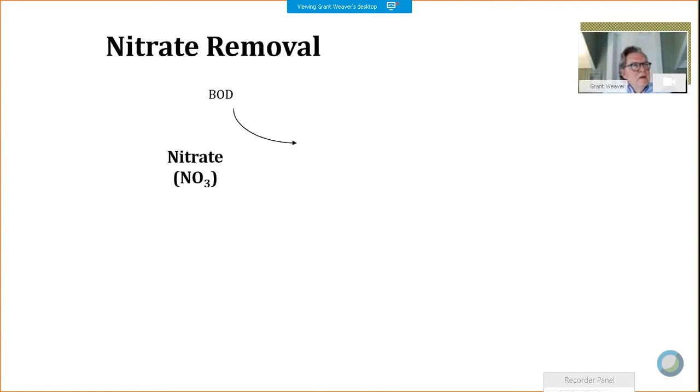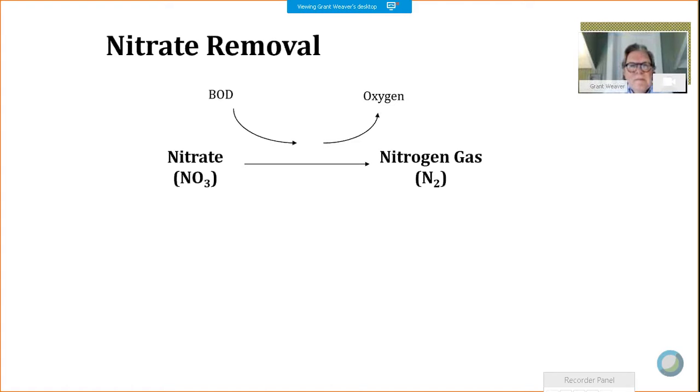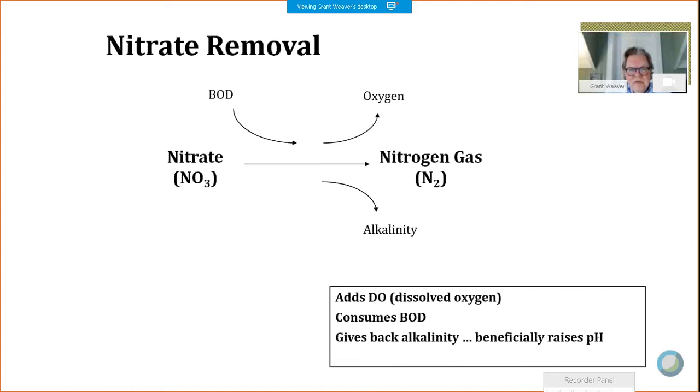So we want an environment that's strong in BOD and low in oxygen, and then the bacteria will breathe the oxygen off the nitrate. They will use that in their cellular growth. They'll use the BOD to grow cells, and as they do, nitrogen gas is discharged. And in waters that have a tight pH or acidic waters, half the alkalinity is back. It's like an ice cube making machine here. It puts alkalinity back in the wastewater.